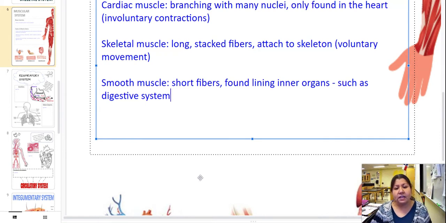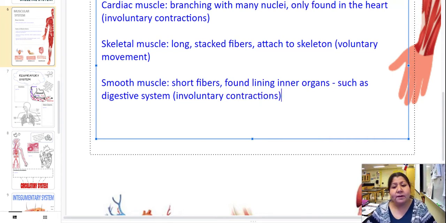Okay, all right, so found lining inner organs such as your digestive system. And again, we can't control whether or not we're going to digest what we eat. Once we eat, it has to be digested, and so this is another involuntary contraction. When we talk about the digestive system, we'll talk about some of those movements that happen within our stomach and within our intestines.